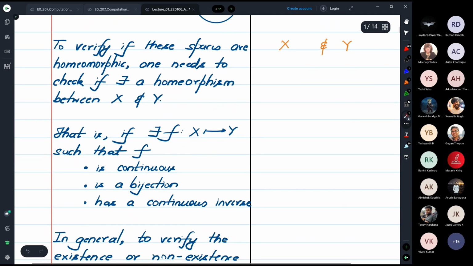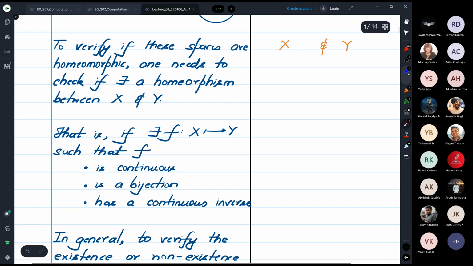Okay, so what are these three properties? We require that f be continuous. We require that f be a bijection. That is, it should both be one to one and onto. And the third thing that we require is that the f function should have a continuous inverse. The fact that f is a bijection automatically implies that it has an inverse, but we also require that its inverse be continuous, right?